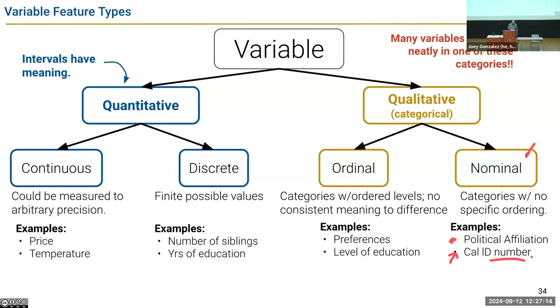The one that is most tricky for students is ordinal. These are names like low, medium, and high that have an order. So preferences, levels of education. Why do I need a distinction between these two things? When I look at data and I say this is nominal, the way I visualize it is actually very different than the way I would treat ordinal data. And it's actually very different than the way I would treat the data on the left here. So these quantitative fields.